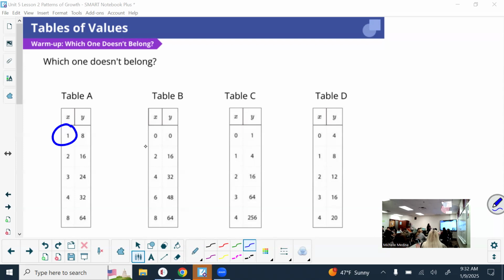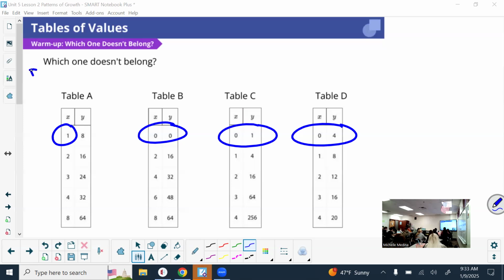And what we could attach as math vocab in regard to that one: what feature of the graph is it when the X is 0? The y-intercept. So if you were choosing table A as not belonging, you could say table A is the only one that does not include the y-intercept. If you really want to be mathy about it, instead of just saying it doesn't have a 0 for the X, you could say it does not include the y-intercept.